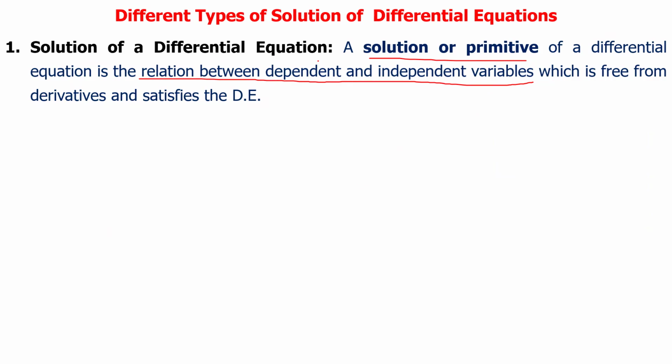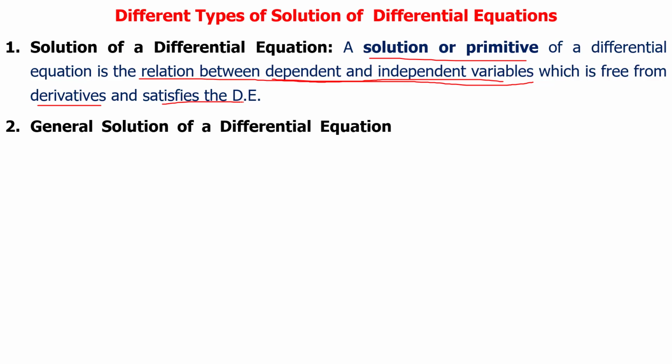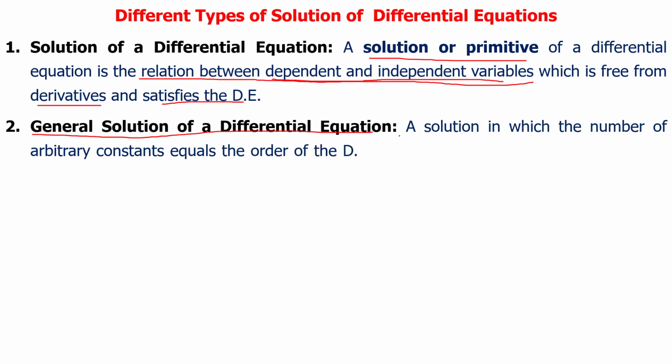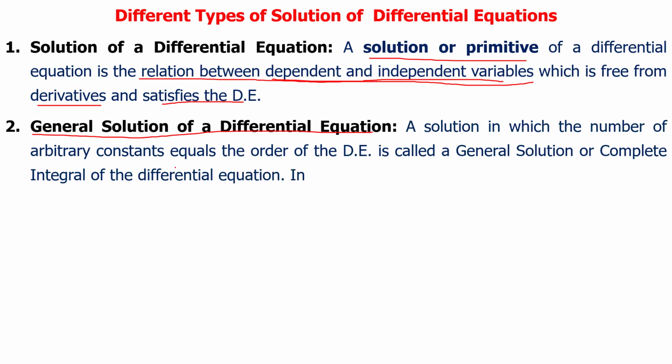So the solution of a differential equation is a relation between dependent and independent variables which is free from derivatives and satisfies the differential equation. Similarly, there is one more solution which is called the general solution of a differential equation. A solution in which the number of arbitrary constants equals the order of the differential equation is called a general solution or complete integral of the differential equation.